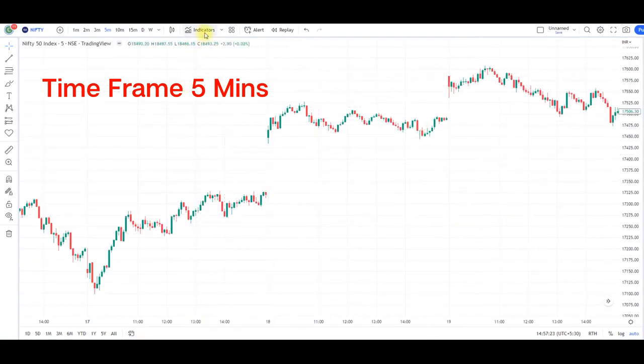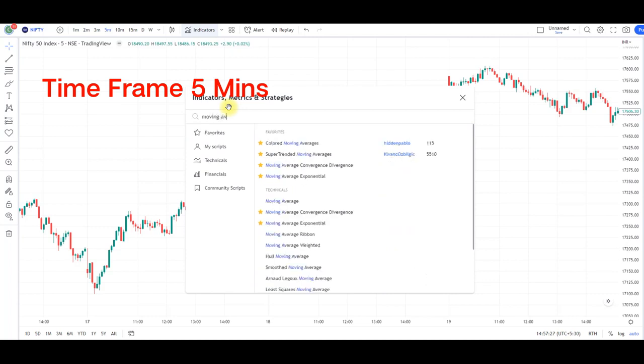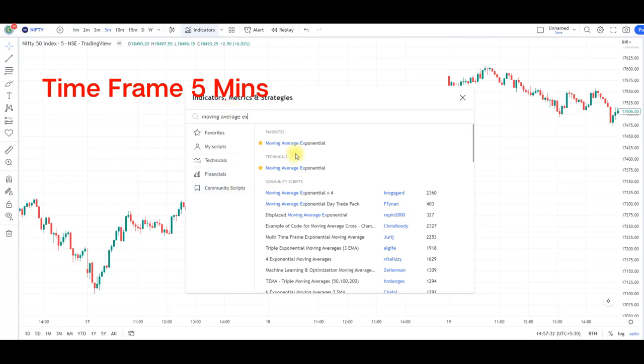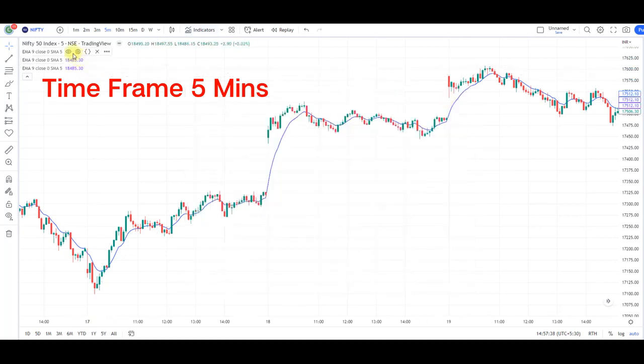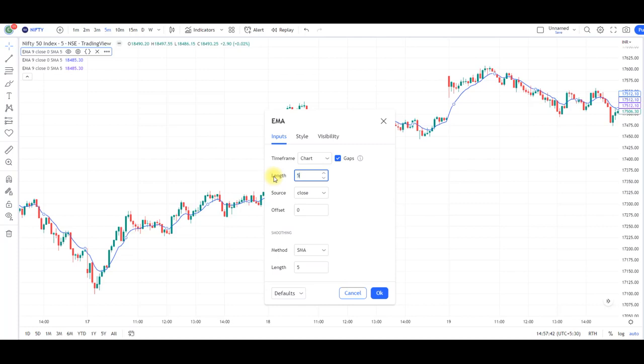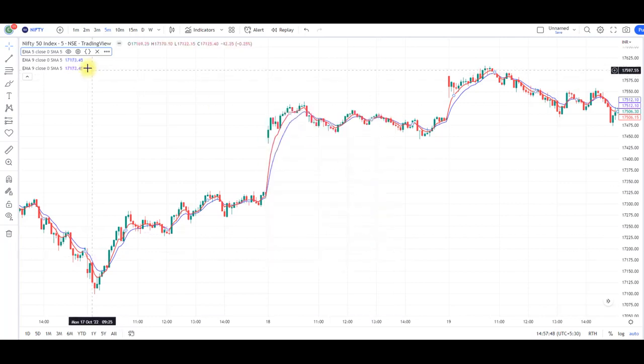Now, we will go to the indicators and add the moving averages. We will be selecting three moving averages, that is, moving average exponential. For this strategy, we need 3 moving averages as I already told you. So I will go to the settings, and the first EMA we need is 5. I am changing the length to 5 and making the color red. So the 5 EMA is ready.